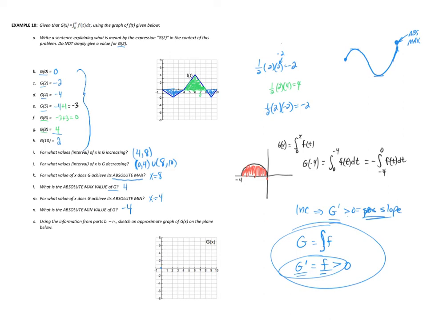At 0, we have 0. At 2, we have -2. At 4, we have -4. At 5, we have -3. At 6, we're back to 0. At 8, we're up to 4. And at 10, we're back down to 2. So we're going to have a curve that just basically connects those dots.